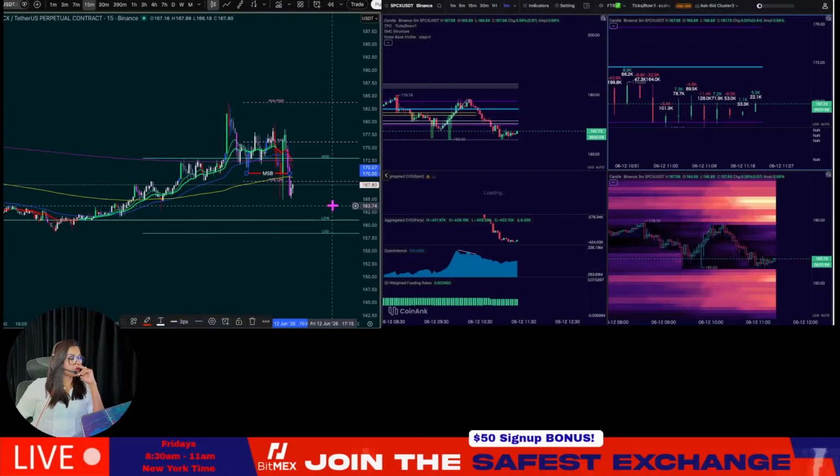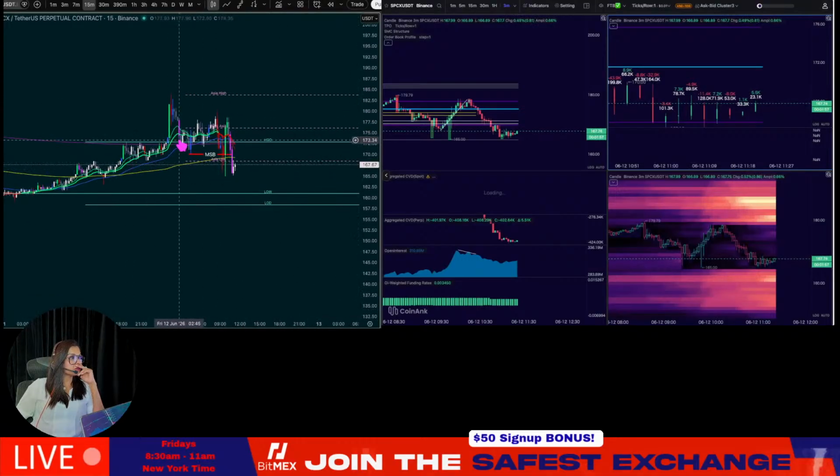So with any MSB, there has to be a retest, okay? So I would expect it to retest just over here, 173.75. Good, my stop loss is far from there. And then continuation further down. So maybe just a retest of the initial balance high.